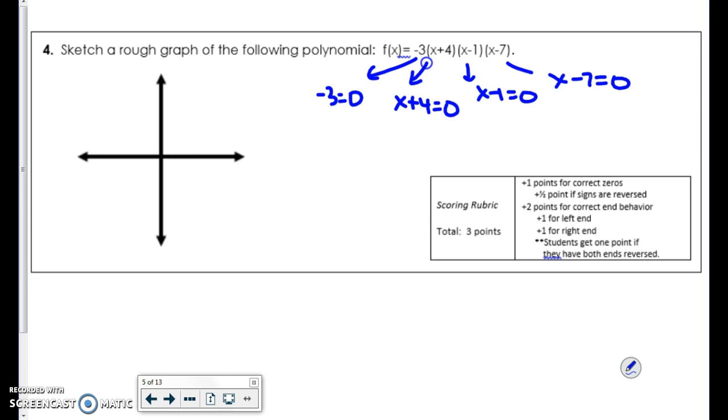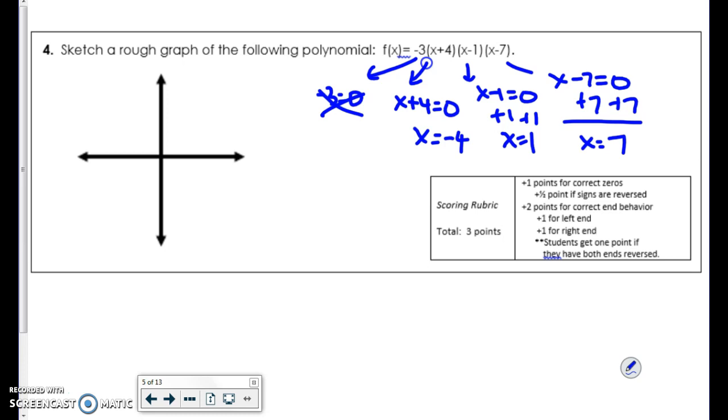So if I start here, will negative 3 ever equal 0? No, it will not. So I'm really going to ignore that. X plus 4 equals 0. I would subtract 4 to get x equals negative 4. X minus 1 equals 0. I would add 1 to get x equals a positive 1. And this one, I would add 7 to both sides to get x equals a positive 7. So, there we go. I've got all of my x-intercepts.